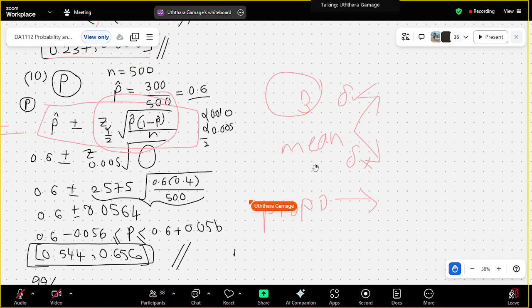Next week you will have a quiz. I think it's from sampling distribution, the first quiz. And in the next week you will have another quiz from confidence interval estimation. And the last quiz will be in the following week from hypothesis, right?